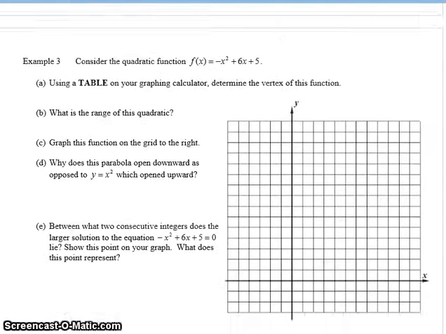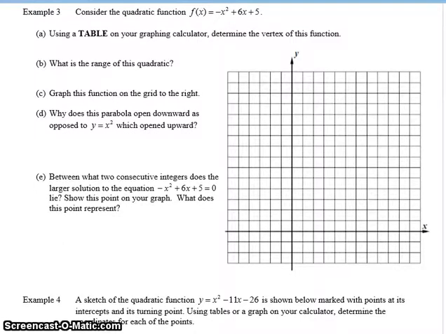All right, example 3. Consider the quadratic function f of x equals negative x squared plus 6x plus 5. So some things just to pay attention to, guys. You know that this is opening upside down because your a is negative, so there's going to be a maximum up top. Your turning point is a maximum. Use a table on your graphing calculator. Determine the vertex of this function.